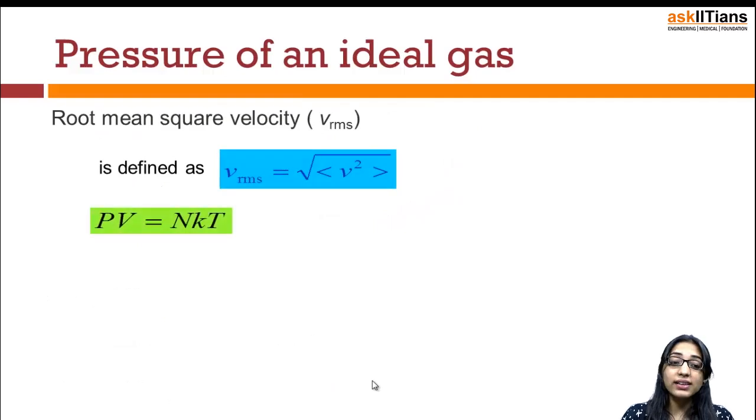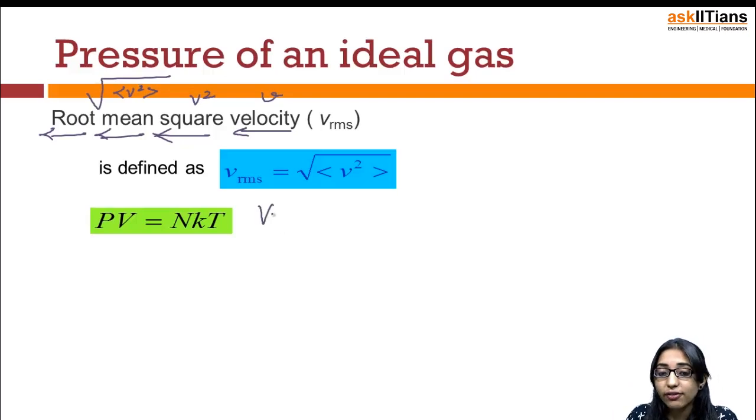Now, let us define what we mean by root mean square velocity. Let me read it from the back. Velocity was v. If I take the square, it becomes v square. If I take the mean, it becomes the mean of v square. And if I ask you to take the root, you get this value. So if you go in the backward direction, step by step, you can easily define root mean square velocity.